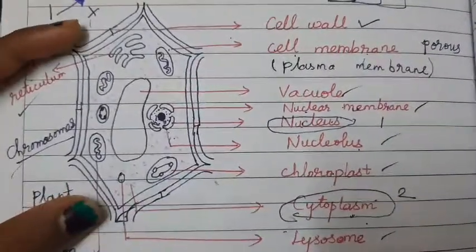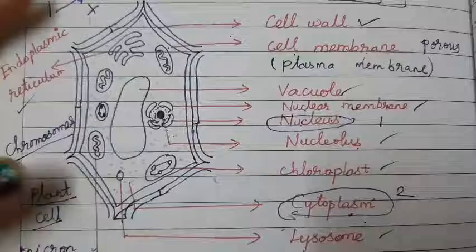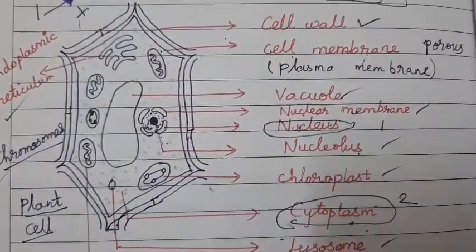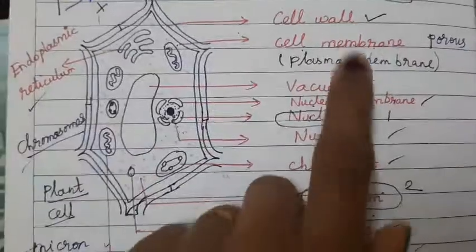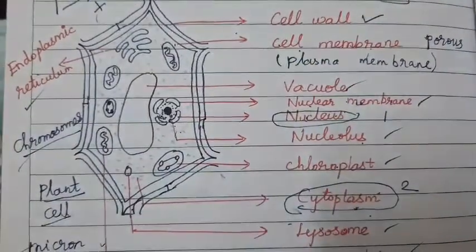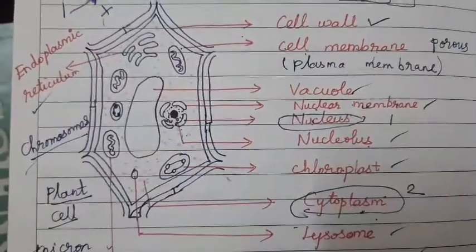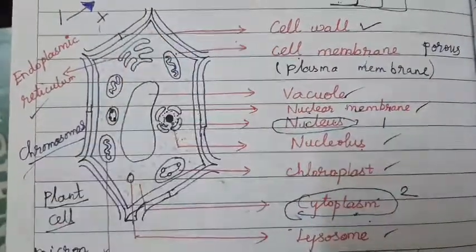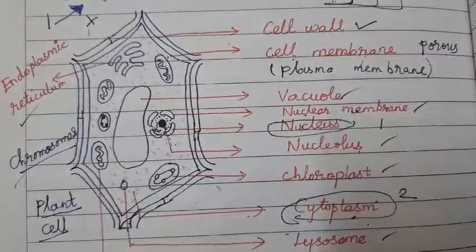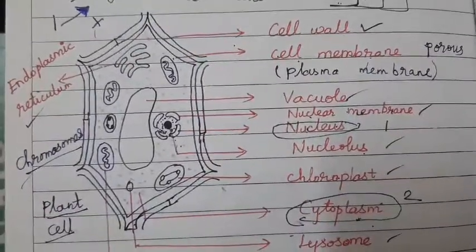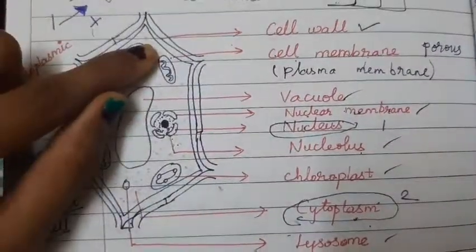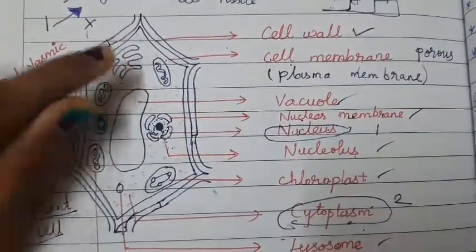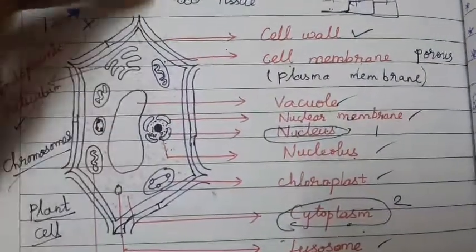Whether it is in the shape of a hexagon or round shape or spherical or elongated one, it is decided by the cell wall only. Then it is a semi-permeable layer. What is the meaning of semi-permeable layer? Semi-permeable layer means it allows the passage of materials in and out of the cell.